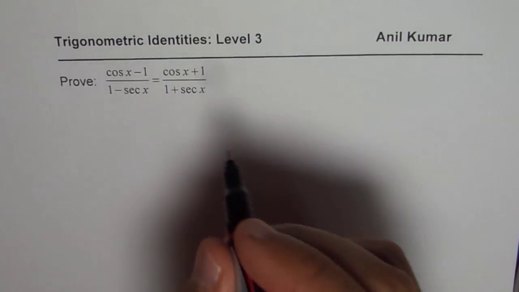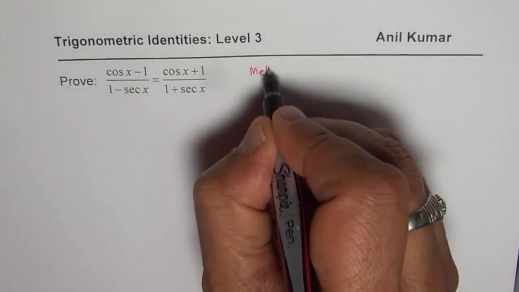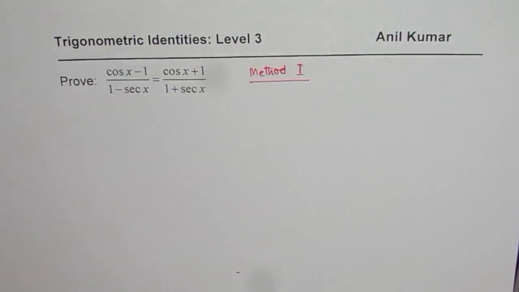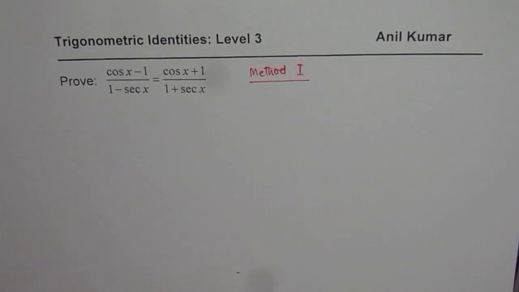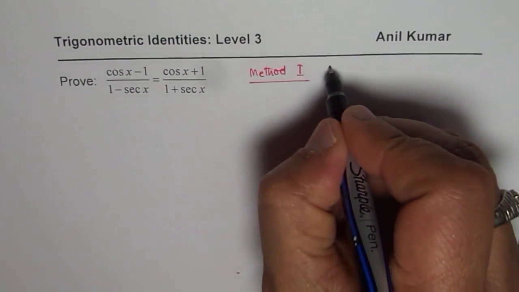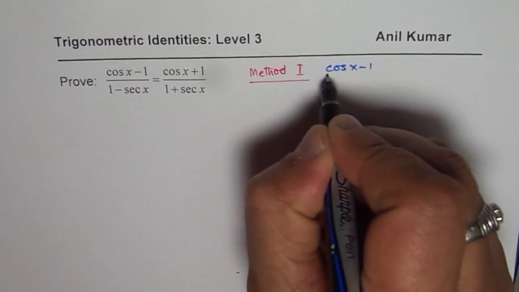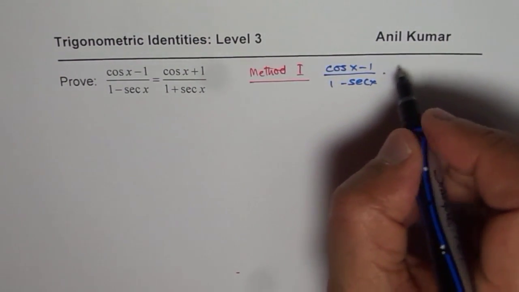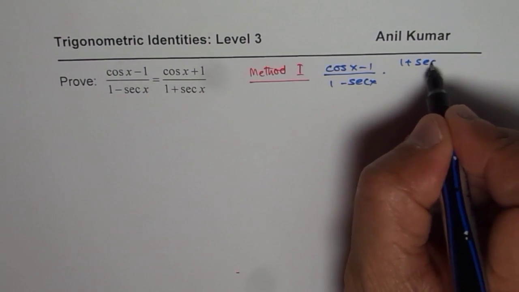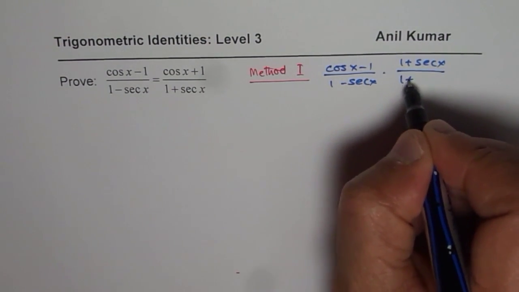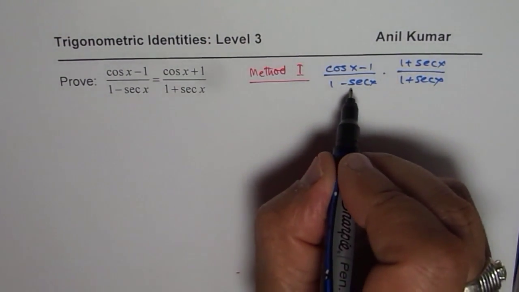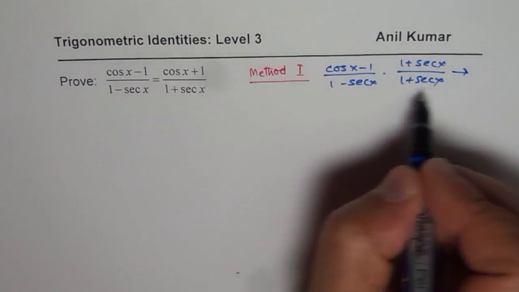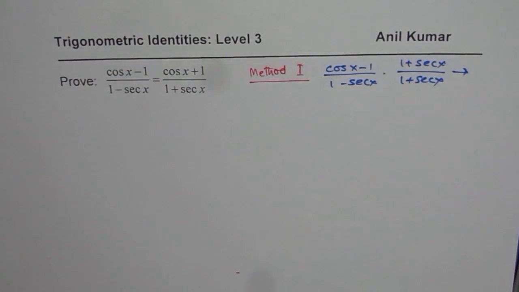So what I'm trying to say is, method 1 is that you could start from, let us say, the left side, right? So you could start from the left side, (cos x − 1)/(1 − sec x), multiply and divide by 1 + sec x. That is the conjugate of the denominator, and continue to prove left side equals right side. That is one way of doing it, right?